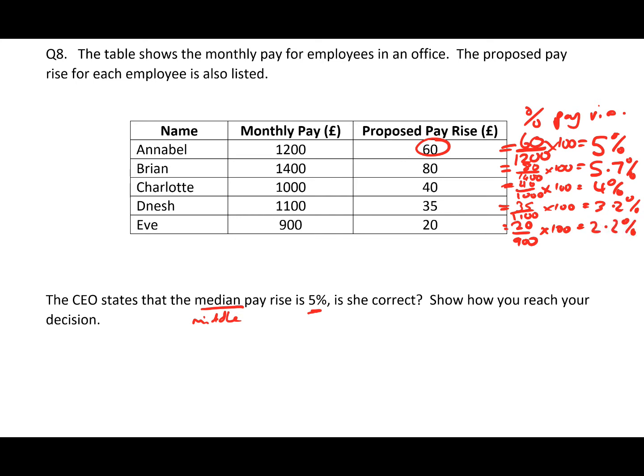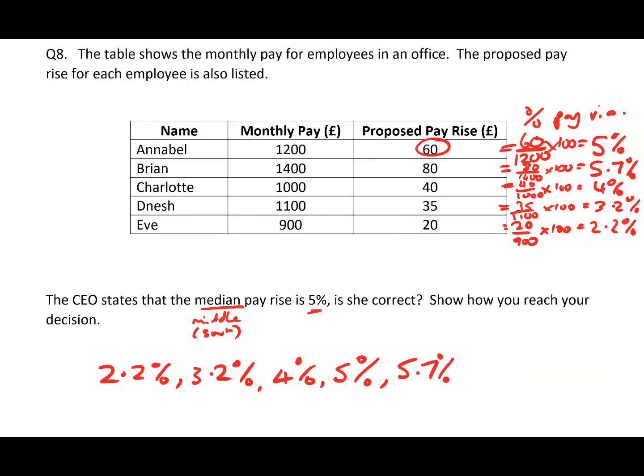So now we have all the pay rises. To work out the median, we need to find the middle. So let's look at them all in order. So we need to sort them first. So we have 2.2%, we have 3.2%, we have 4%, 5% for Annabelle, and 5.7% for Brian. So now they're in order and we've worked out our percentages.